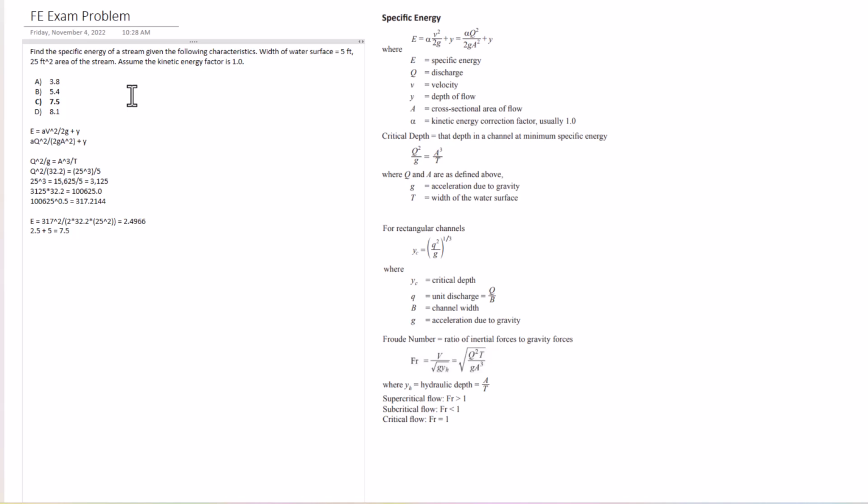So what we did was we used the critical depth equation to find the flow rate first, given the information. Then we plug that into this specific energy equation. I guess you could also find velocity if you'd like, but this is the same equation, just in different forms. And we use that to find the specific energy.